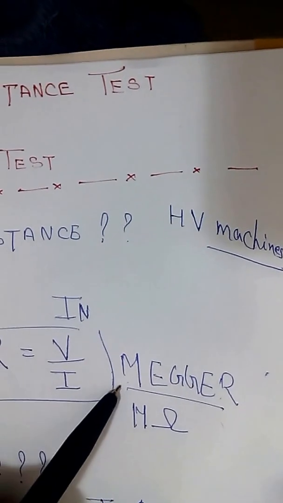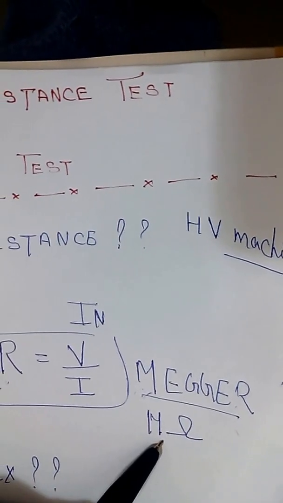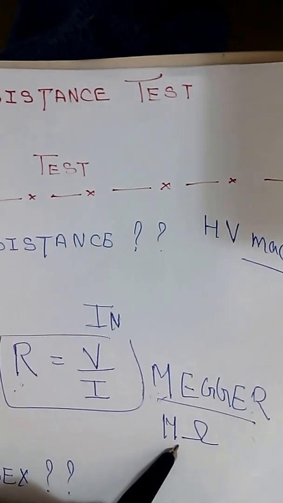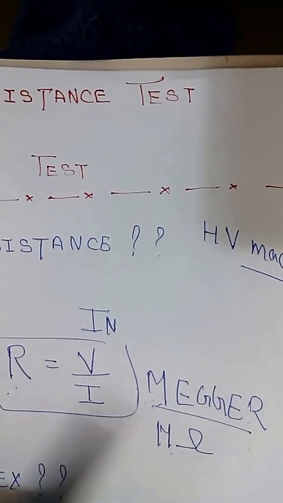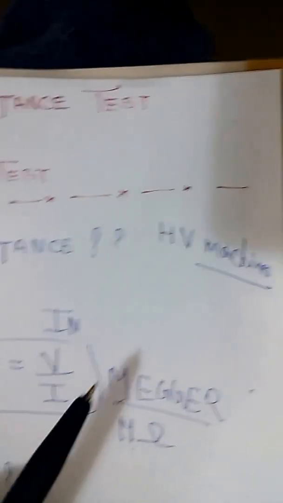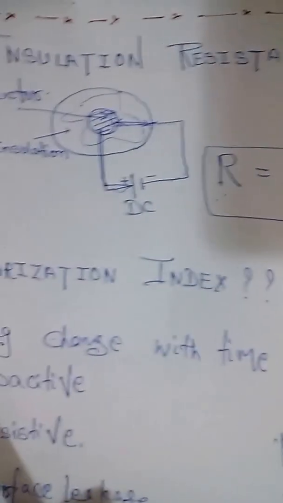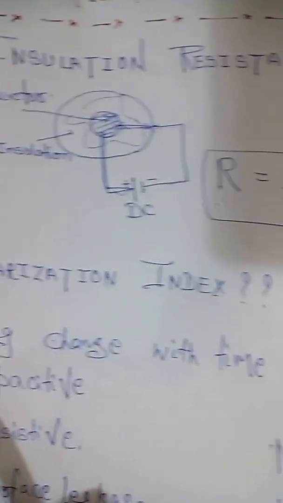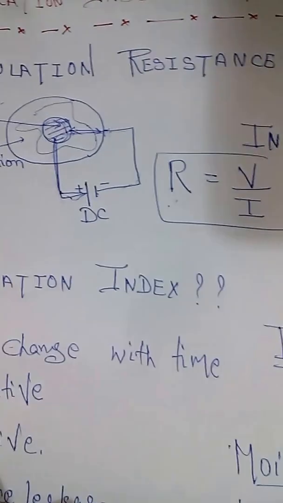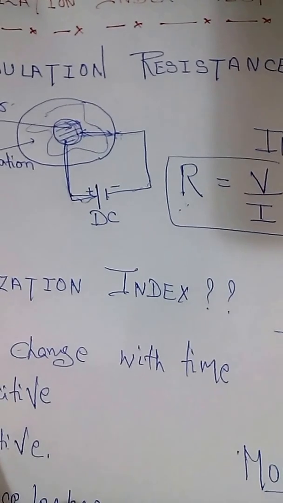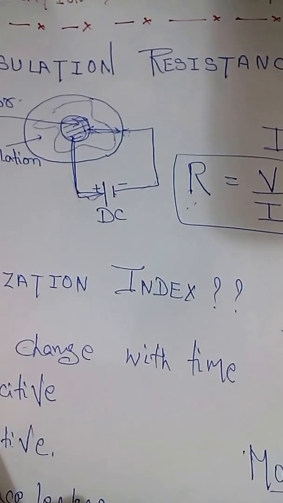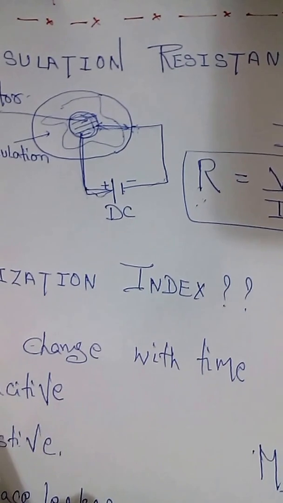These values are measured using a Megger, which gives the value in mega ohms. So the instrument we use to measure the insulation resistance is the Megger. But we see one problem: the reading in the Megger changes with time. So the reading changes with time. What is the problem? Why is the reading changing? Here comes the logic.